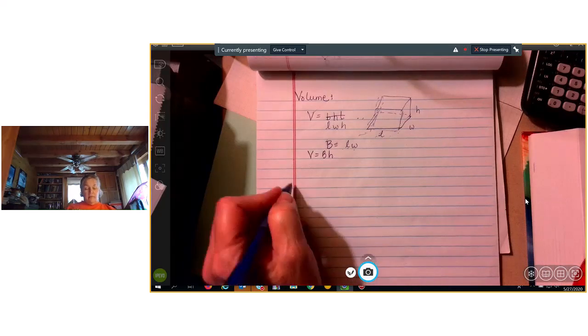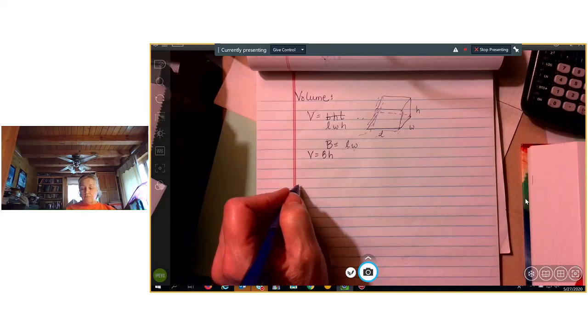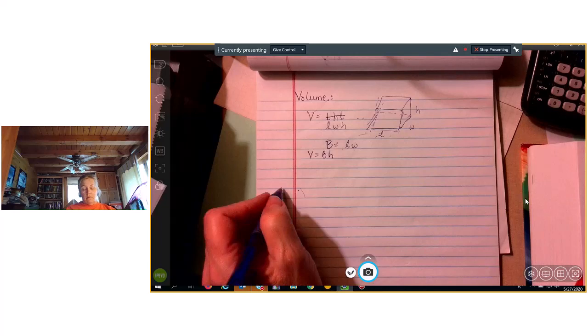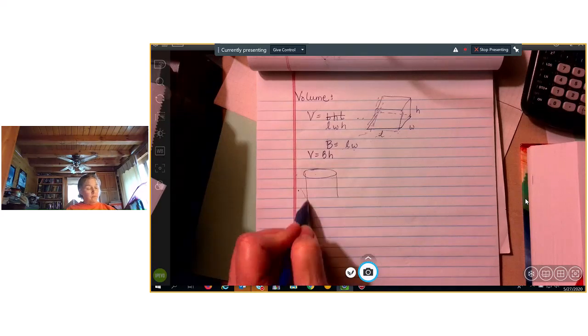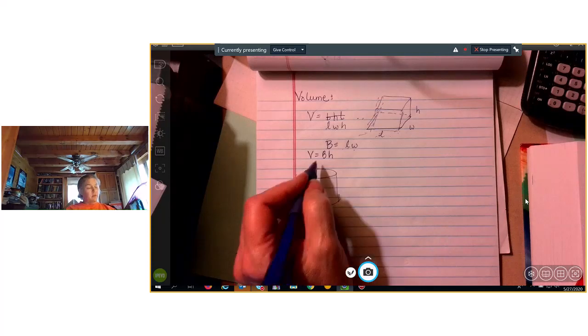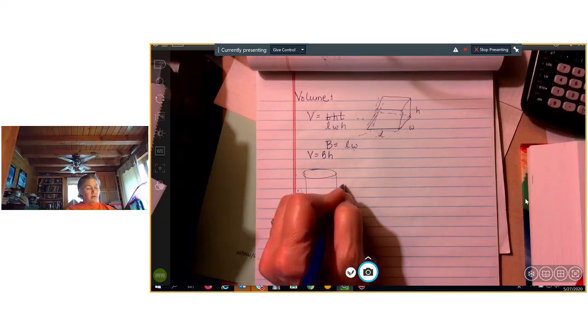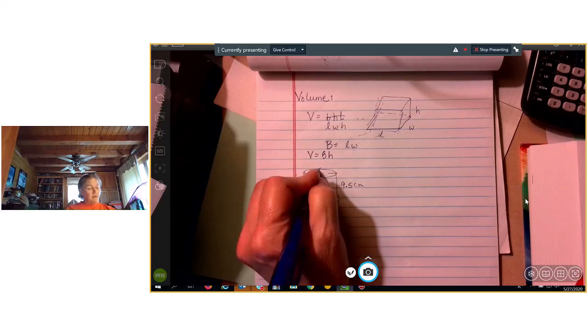Now, what happens if we have a cylinder, like I said? So let's say that we just got a can of peas or whatever. And we know that the height of those peas is going to be 9.5 centimeters. And the top of the can here is going to be 5.5 centimeters.